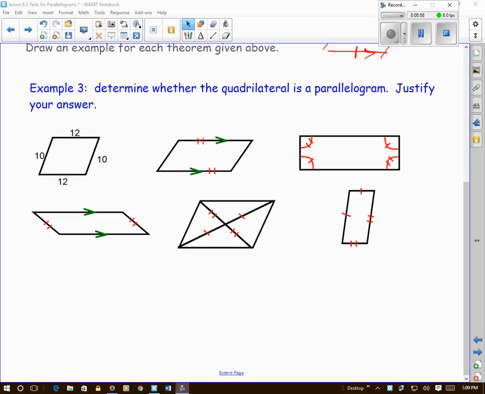So in the first one, you should have determined that that is a parallelogram because the opposite sides are congruent. Number 2 is a parallelogram because one pair of opposite sides are both parallel and congruent. Number 3 is a parallelogram because the opposite angles are congruent.